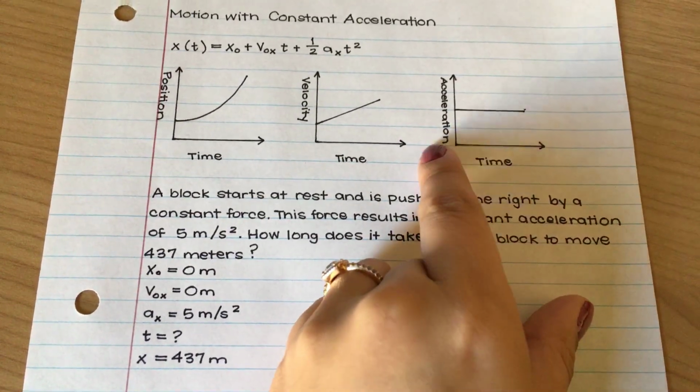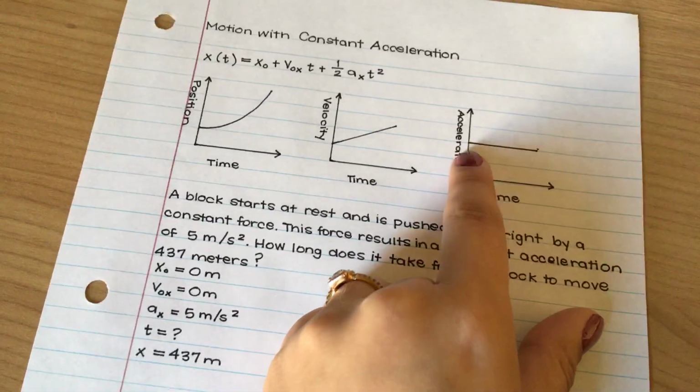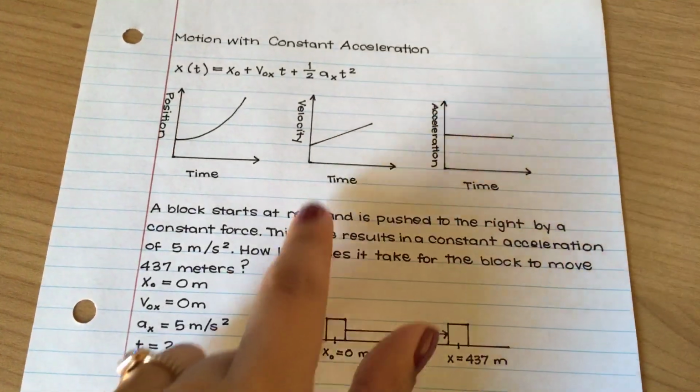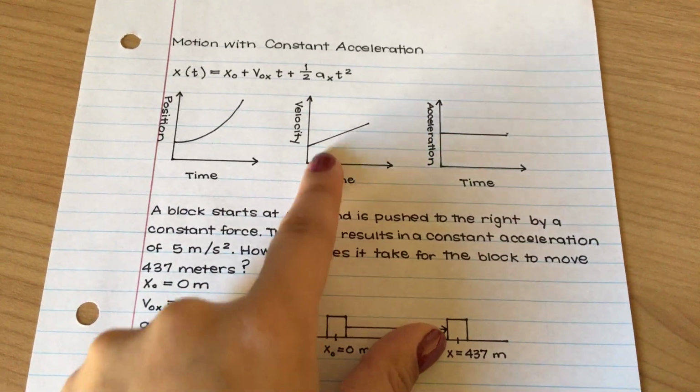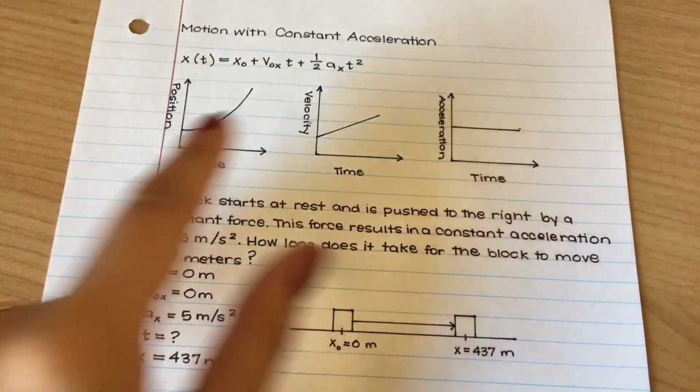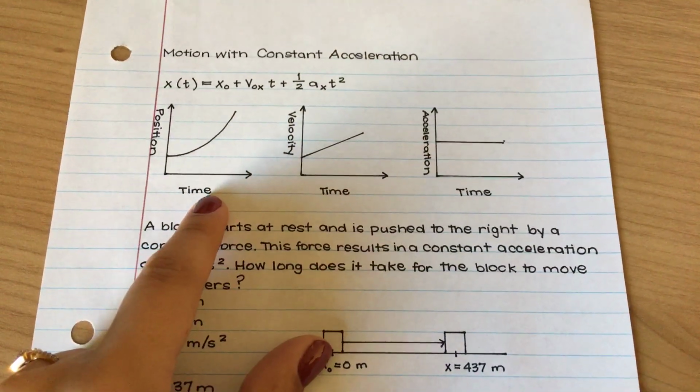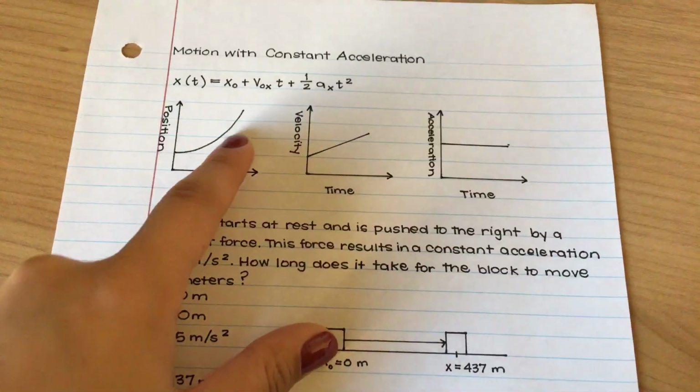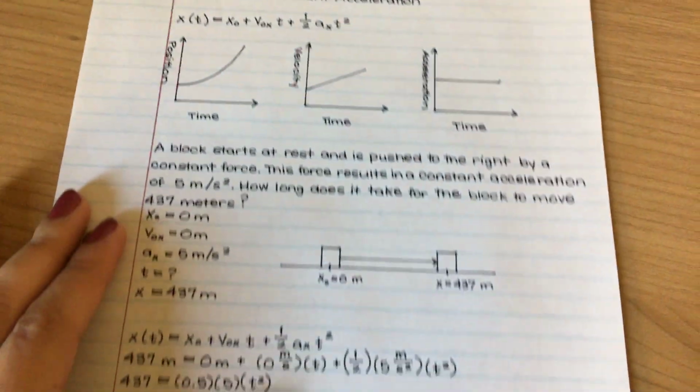Right here, you can see on a graph of acceleration versus time, it has a constant acceleration. In a graph of velocity versus time, it has a positive linear relationship. And for a graph of position versus time, it has a positive quadratic relationship.